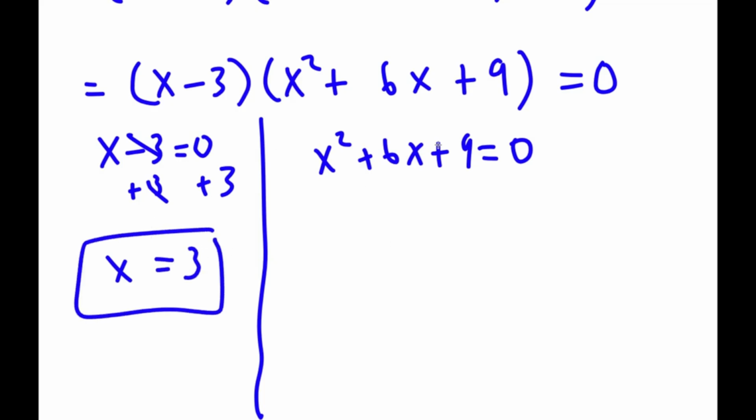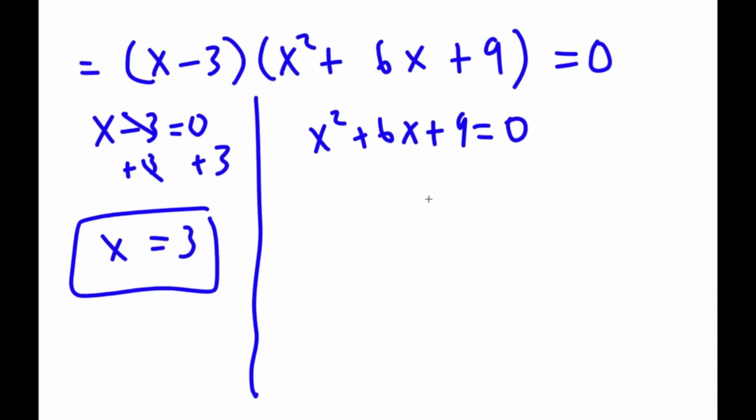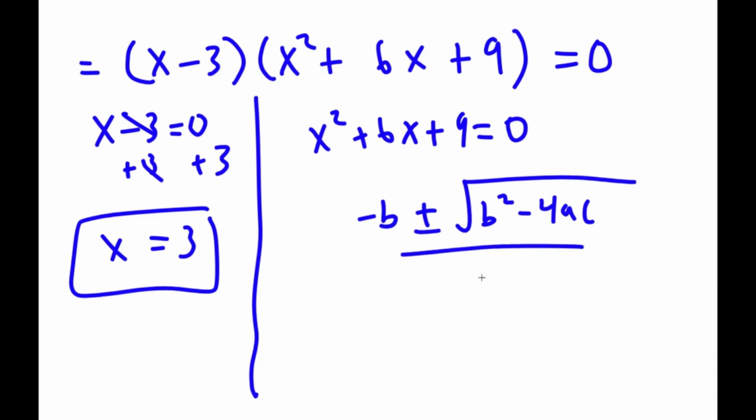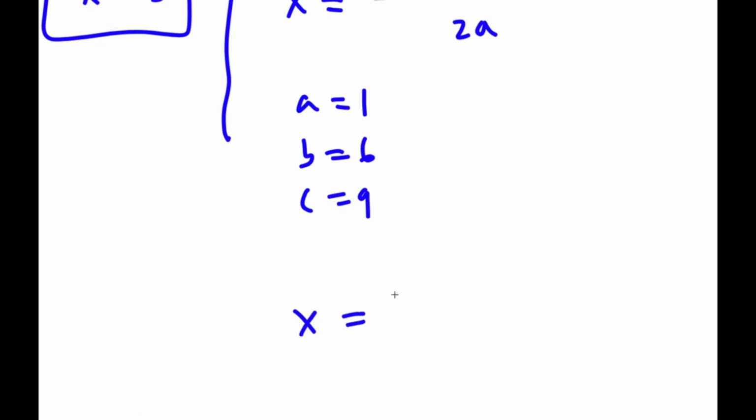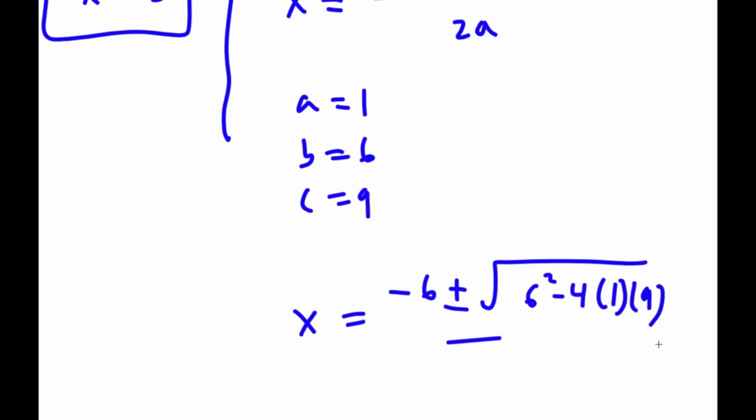Now for x squared plus 6x plus 9 equals 0, I actually have to use the quadratic formula to solve this. So the quadratic formula is negative b plus or minus the square root of b squared minus 4ac all over 2a. So in this case, a is equal to 1, b is equal to 6, and c is equal to 9. So now I have x is equal to negative 6 plus or minus the square root of 6 squared minus 4 times a, which is 1, times c, which is 9, all over 2a.